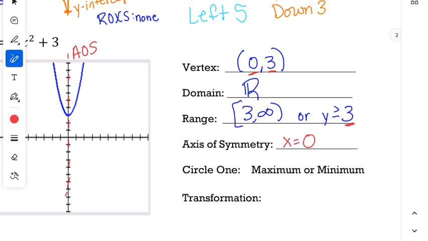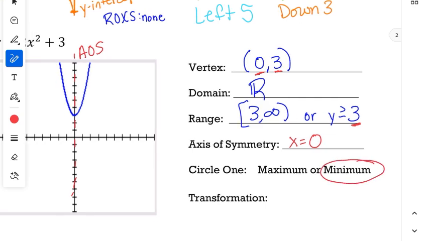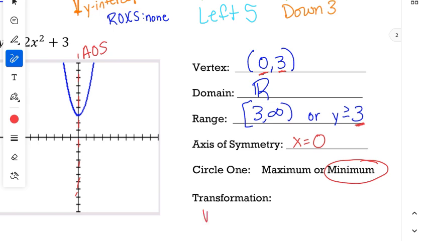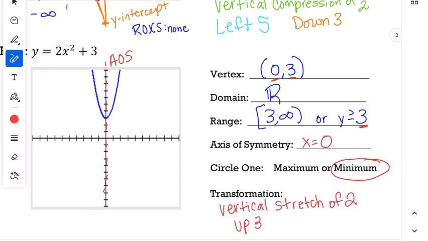All right, do we have a max or a min? Min, okay. And then what's the transformation? Vertical stretch of 2. See how it's skinnier? And it has that 2 up front. Yep, and then up 3. Good. Thumbs up if you got at least one of the transformations. Good. Thumbs up if you got both transformations.